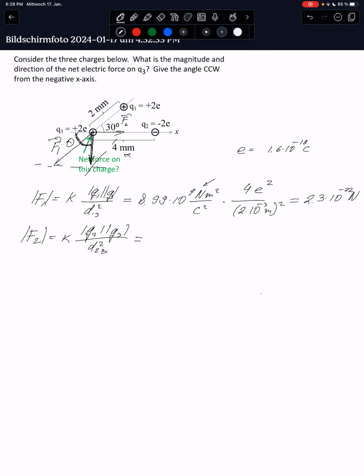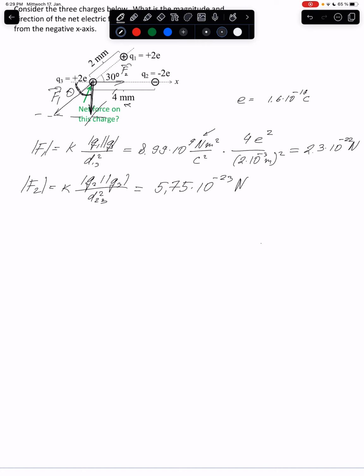We will obtain the following result. After using our calculators, it will be 5.75 times 10 to the negative 23 Newton. We found the absolute values of these two forces. Now what we need to find is the vectorial representation. We need to find vector F1 and F2.